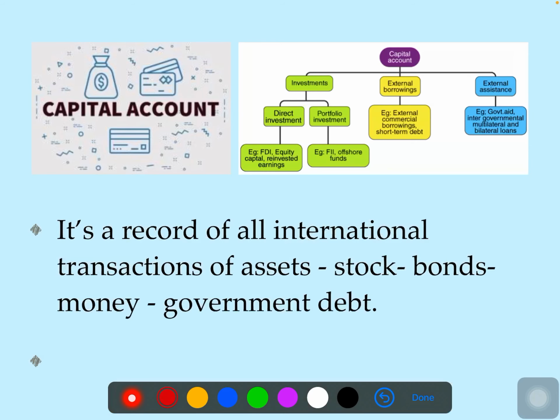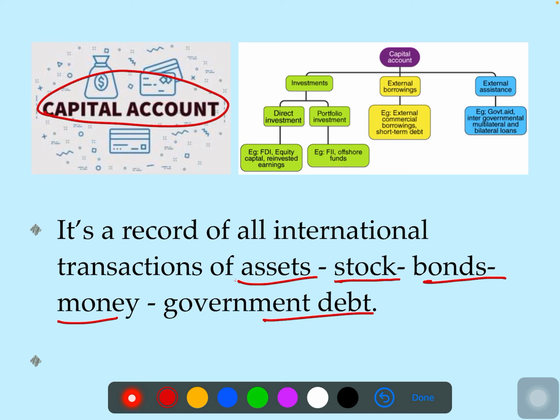Next you have the capital account. The balance of payment can be classified into current account and the capital account. Current account we have already studied. So now you have the capital account. What is the capital account? It's a complete record of all international transactions. It can be about assets, stocks, bonds, money, any kind of government debt, whatever is financially transferred to another country. Any financial transaction between countries will be recorded. That record is called the capital account.